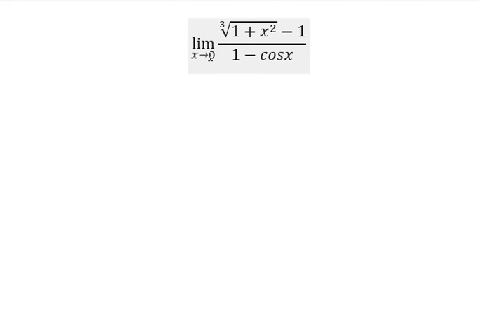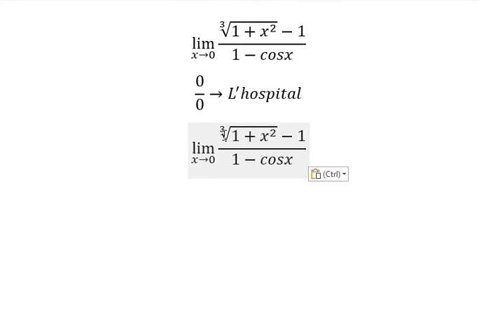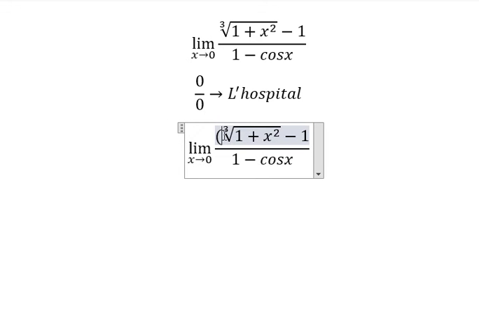If I put number 0 here and here, we have 1 minus 1, we have 0 in here. 1 minus 1, we have 0 in here. So we can use L'Hôpital's rule. That means we need to take the first derivative of the numerator and denominator.